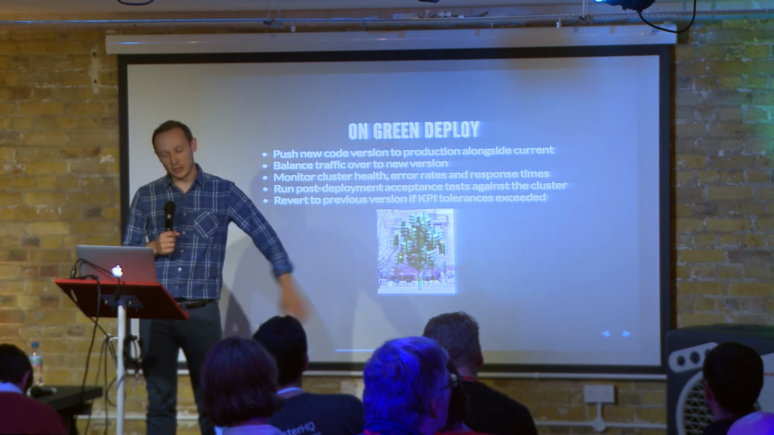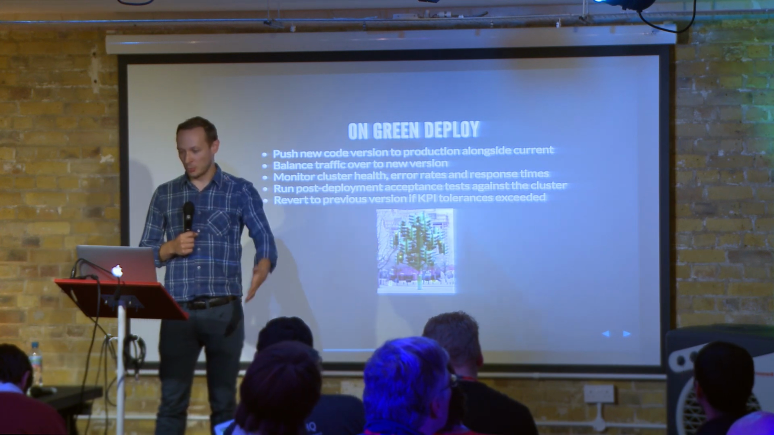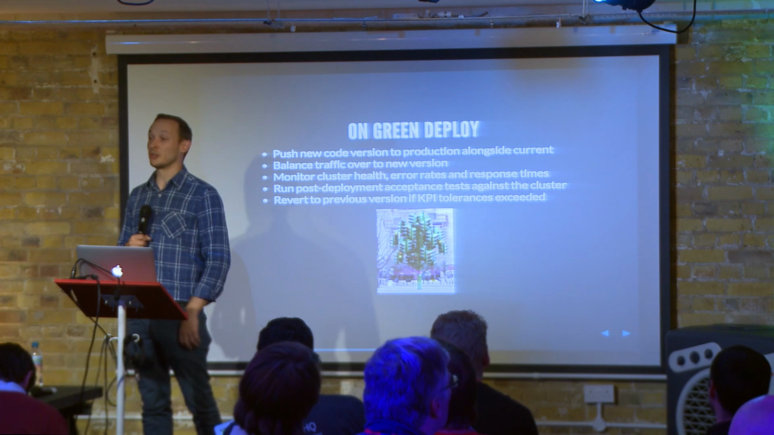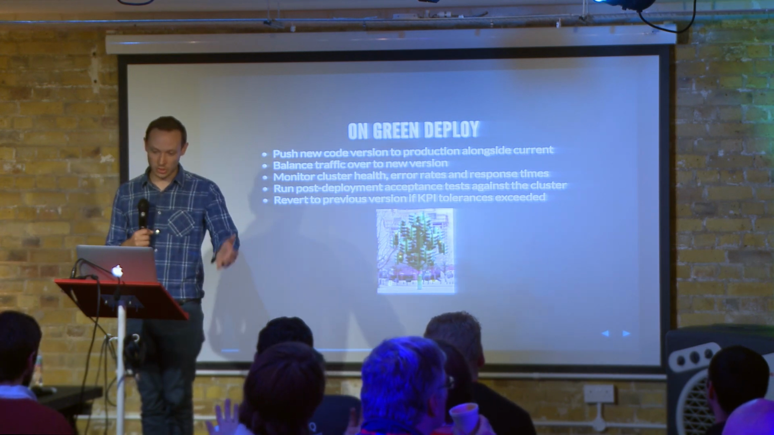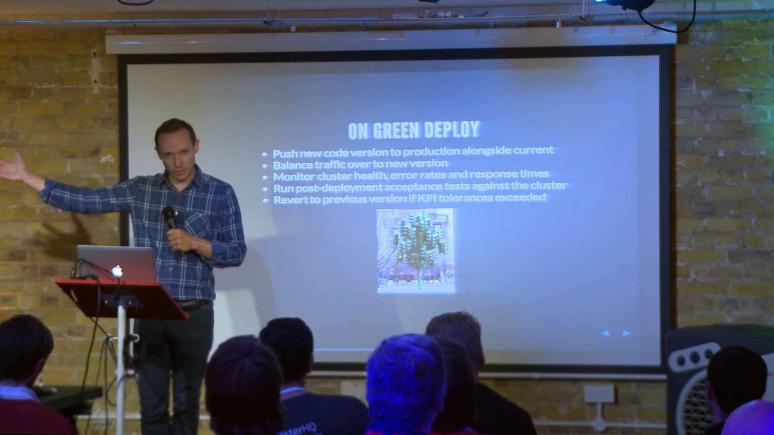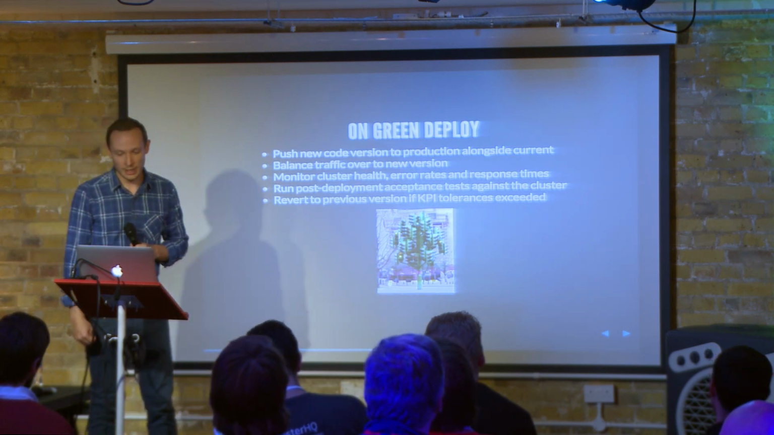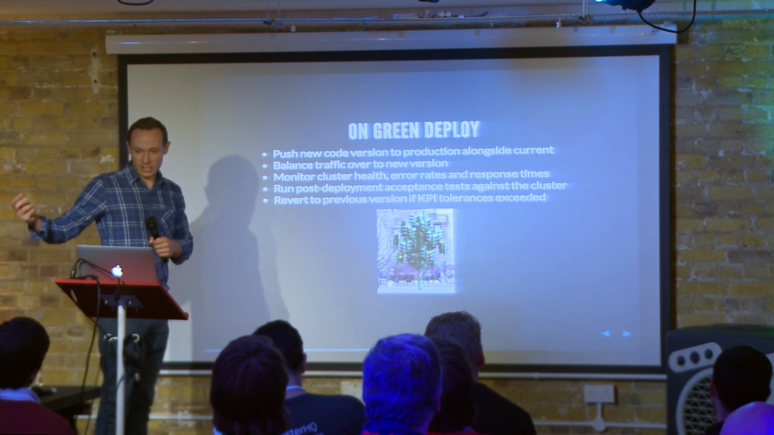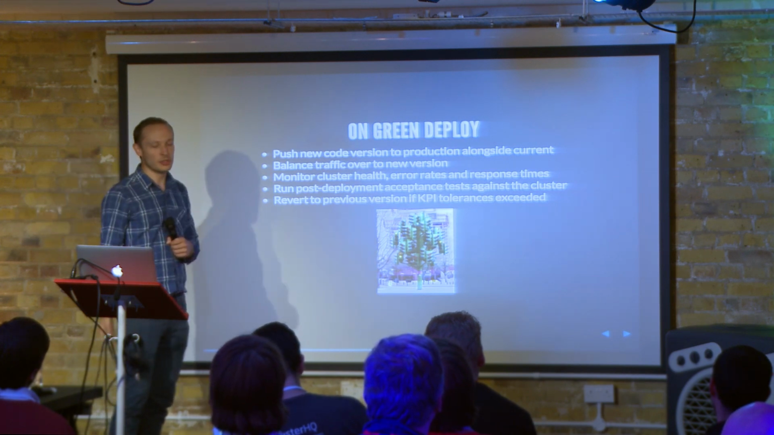So assuming that the tests have all passed, then we've got a green light from the build server, and we start to push them towards, in fact, at this point, we push them into production. So this is more of an overview before I get into the specifics. And the way that we've dealt with this is we deploy the code alongside the current version.